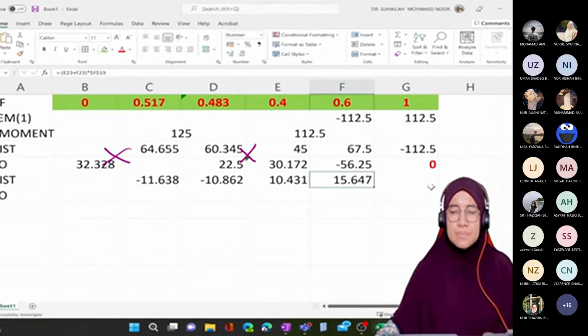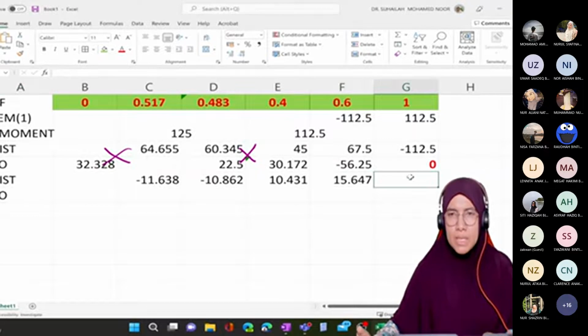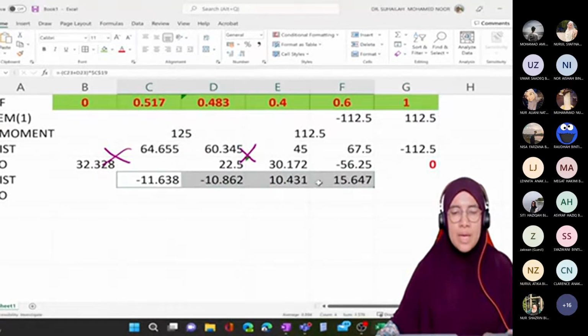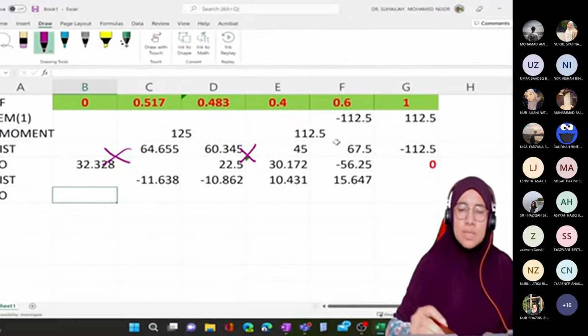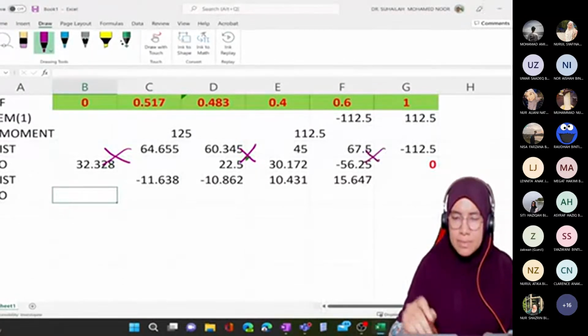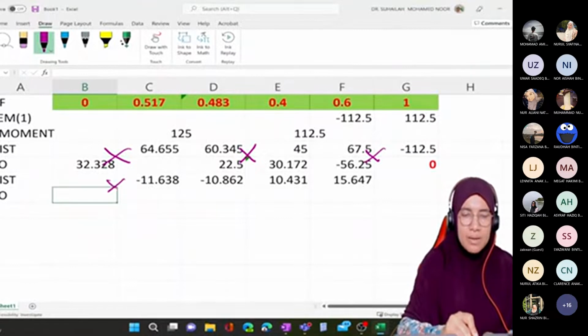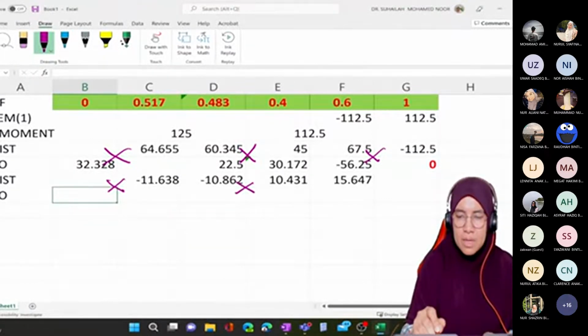Okay, and then there's no moment for column DC. So we only have this value when we distribute moment. Okay, carry over, carry over, carry over, again carry over, carry over, carry over.